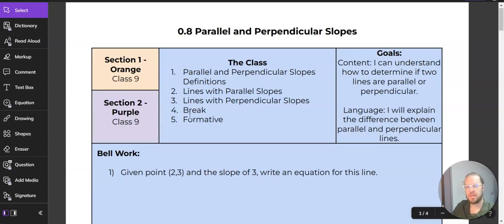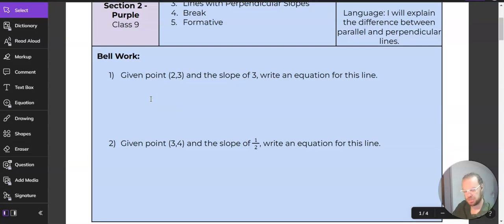Alright guys, so this is going to be the last of our review here, and we're going to be looking at the comparisons of parallel versus perpendicular slopes and just how that works. So before we do that, of course, we're going to start with our bell work. So if you haven't had a chance to do it, make sure you pause the video and give it a try.